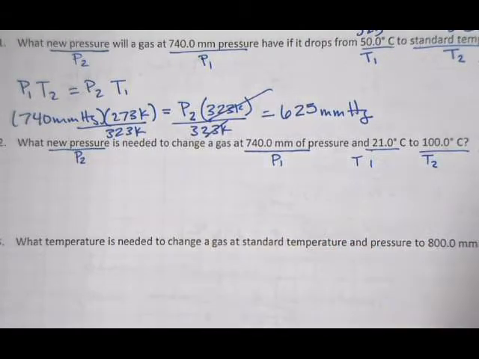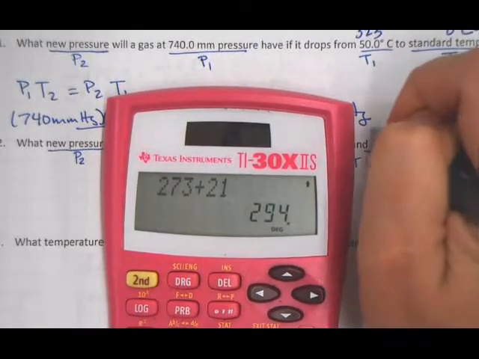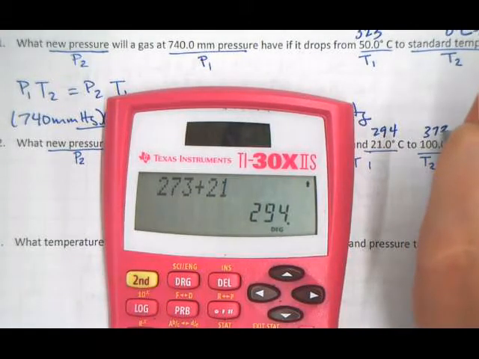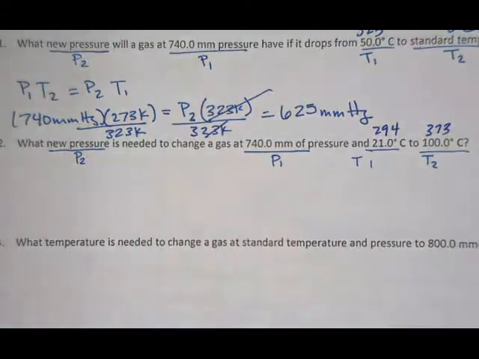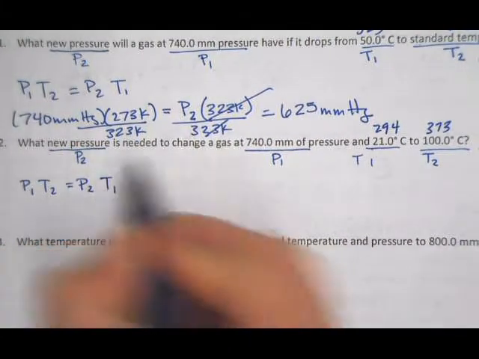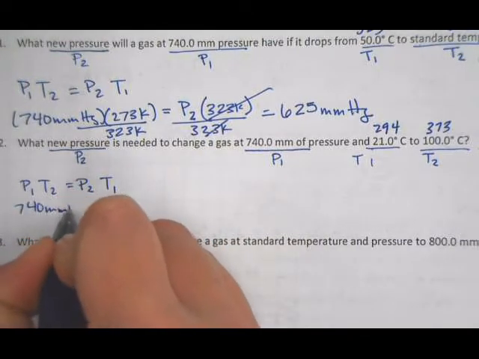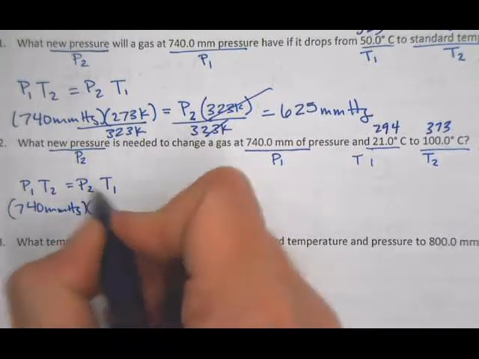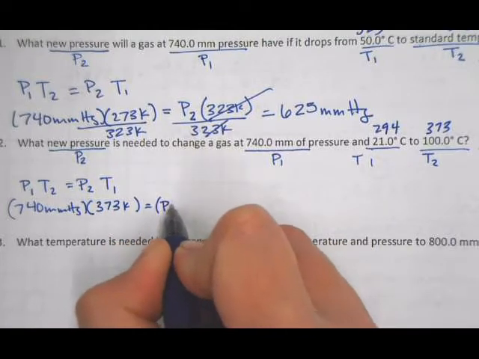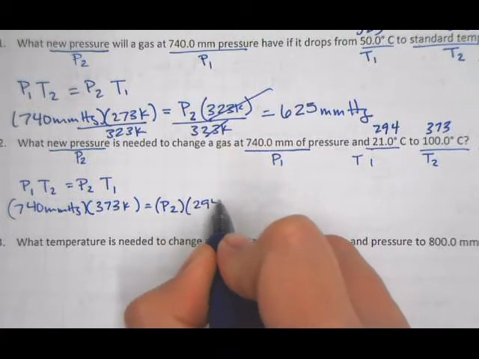We do need to change these into Kelvin, so 273 plus 21 gives me 294 for this one, and then 100 plus 273 is 373. Okay. Now I can substitute that into my equation. So I have P1 T2 equals P2 times T1. Pressure 1 was 740 millimeters of mercury times temperature 2 is my new temperature of 373 Kelvin. I'm looking for my new pressure, I don't know that one, and the temperature originally was 294 Kelvin.